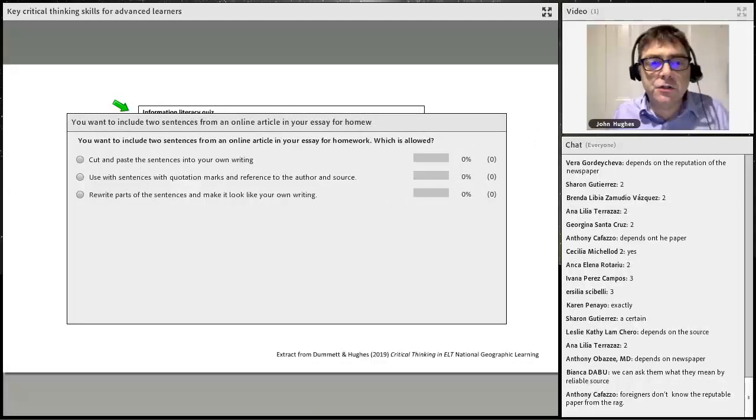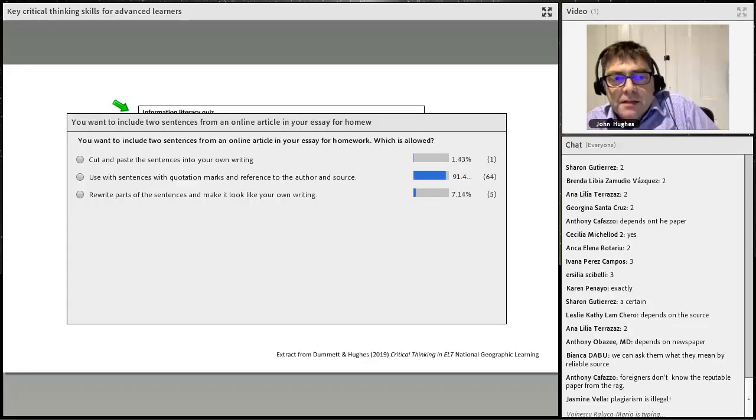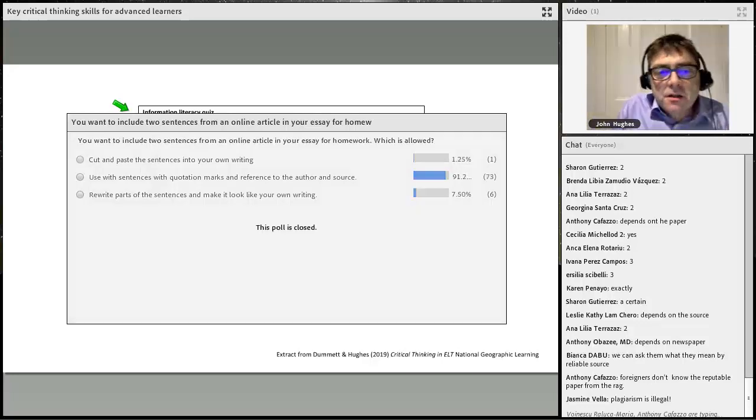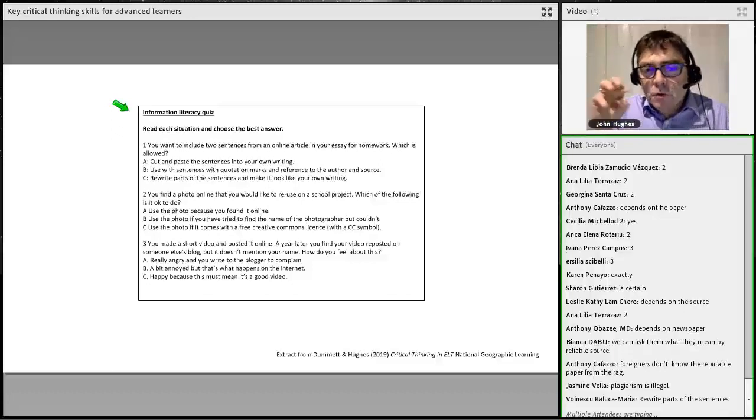So you want to include 2 sentences from an online article in your essay for homework, which is allowed. Can you choose one of the answers? Let's see what you all decide. This one's a pretty easy one, but for your students, they may never have thought about it before. And most of you are going for answer B, which, yes, that is the answer that I would give, that you can use sentences with quotation marks and quote the source. It's really important that they're aware of that. As Jasmine's just said, plagiarism is illegal.